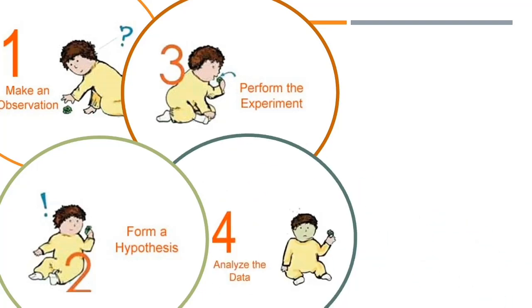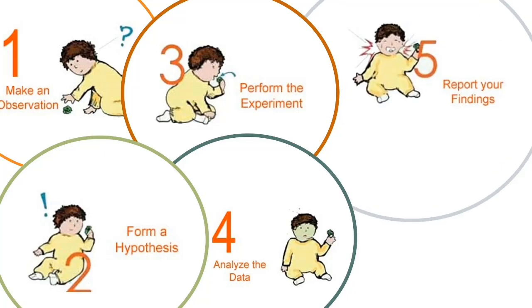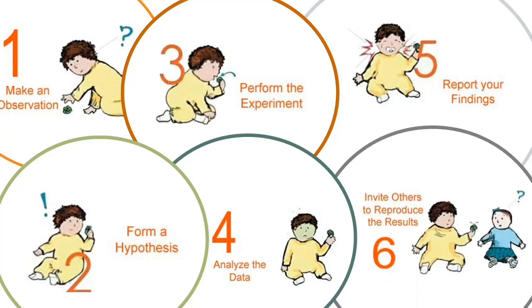They will analyze the data, then they can find the consequences of eating the thing. Then they will report their findings to the parents. And at last, they will invite others to reproduce the results. This is the simple research process which every child also knows.